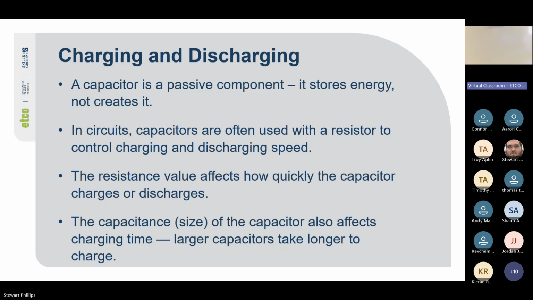It just sits there, takes in the charge until we're not giving it a supply, and then it gives it out. That's all it's saying when it says it's passive.